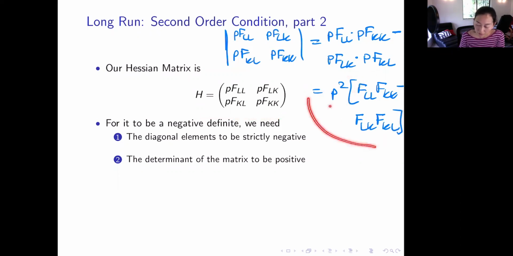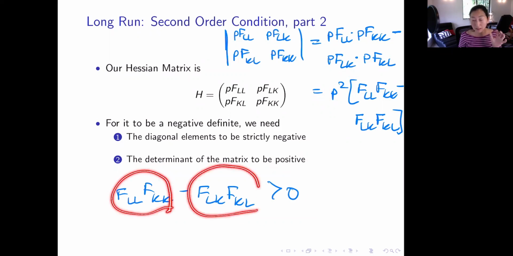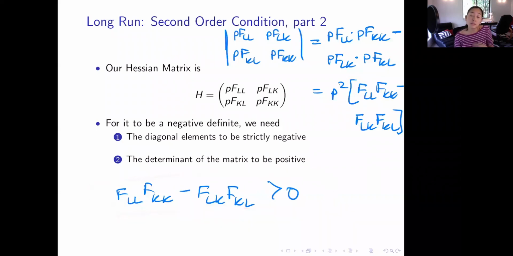So we know that this is the value of the determinant of this matrix. It needs to be positive. That means that this one is always positive. So this term must be positive, right? For the determinant to be positive. And if you remember this, FLL, FKK less FLK times FKL has to be positive. Remember what this condition is? It's when the own effect is bigger than the cross effect. Then this one would be true. Okay. So it follows automatically once we have the assumption that we have the law of diminishing marginal returns in both L and K.